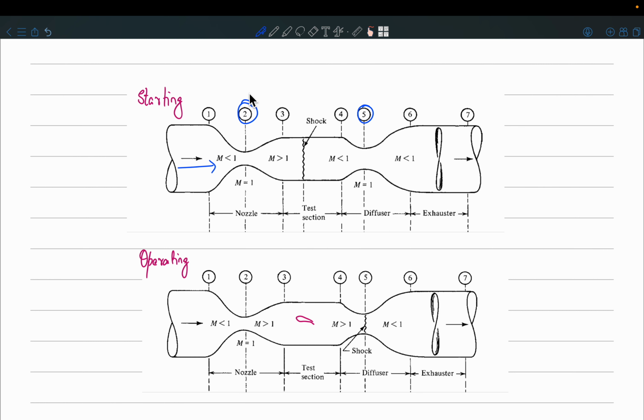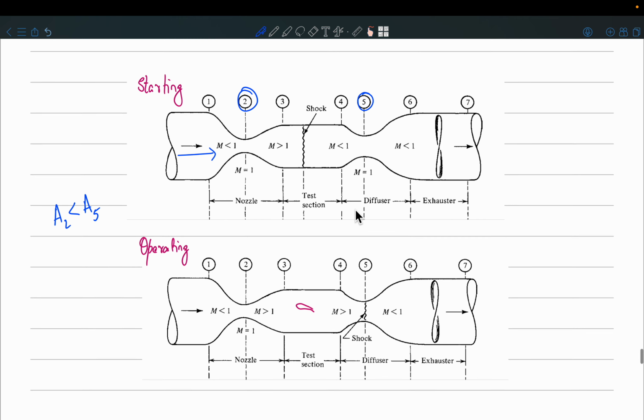Another thing is this A2, we will discuss why, but this A2 is lesser than A5. Okay. Yeah, A2 is lesser than A5. So we will discuss why this happens. But anyways, this area is minimum as compared to any other section. So the shock will first occur over here, and then the shock will move downstream as you further decrease the pressure.